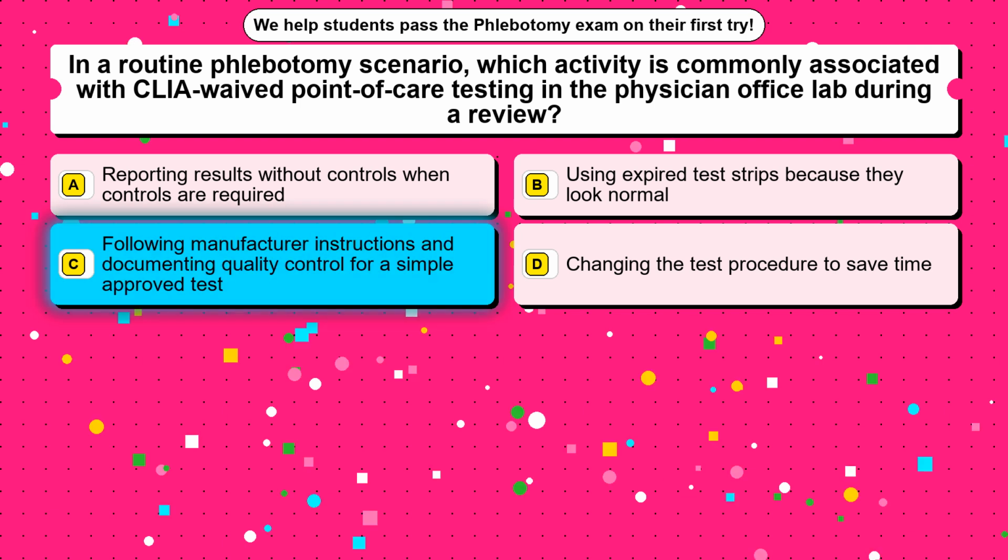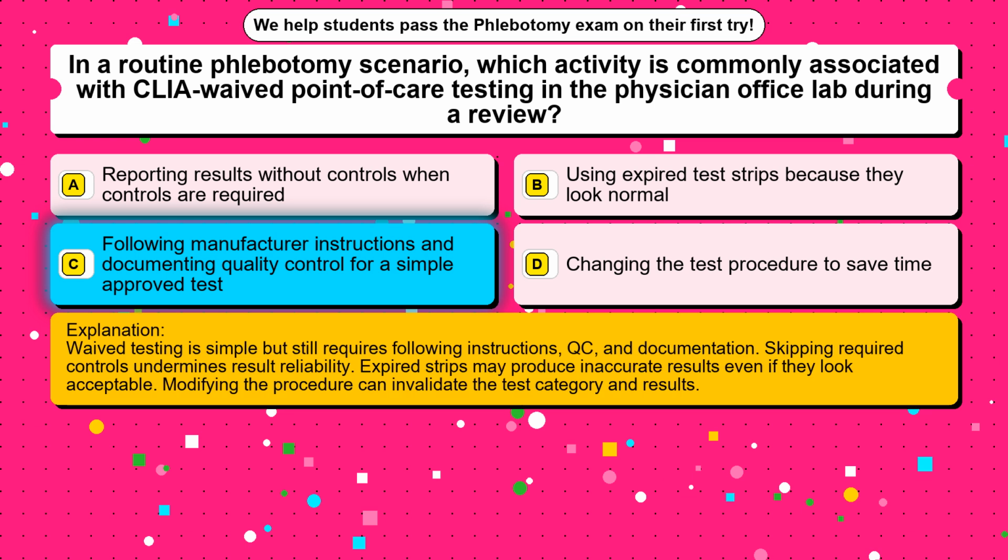The correct answer is option C. Following manufacturer instructions and documenting quality control for a simple approved test. Waived testing is simple but still requires following instructions, QC, and documentation. Skipping required controls undermines result reliability. Expired strips may produce inaccurate results even if they look acceptable. Modifying the procedure can invalidate the test category and results.